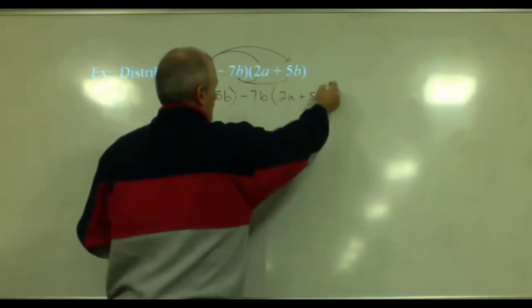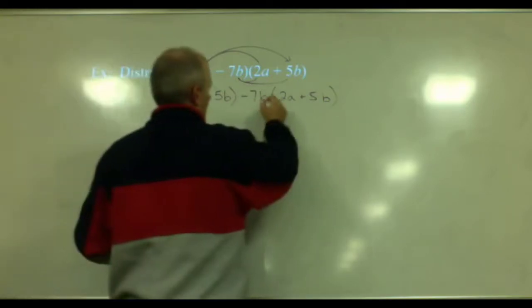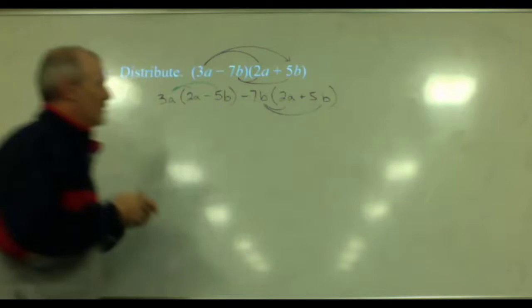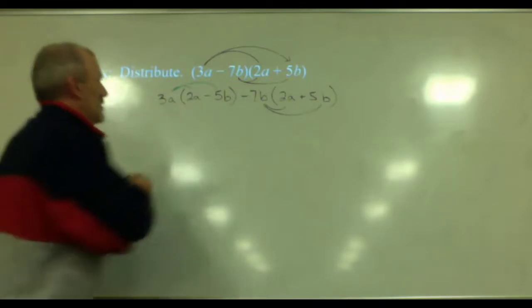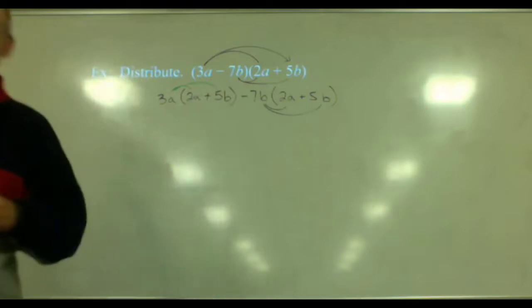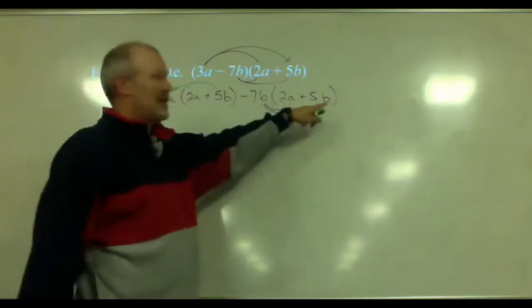What is that? Okay, hold on a second. On the first one, where you did 3A times 2A minus 5B. Oh, that's supposed to be a plus. I'm sorry. Yeah, it's supposed to be a plus. Okay. So 3A times 2A and then 3A times positive 5B. And then we do the negative 7B times the 2A and the negative 7B times the 5B.